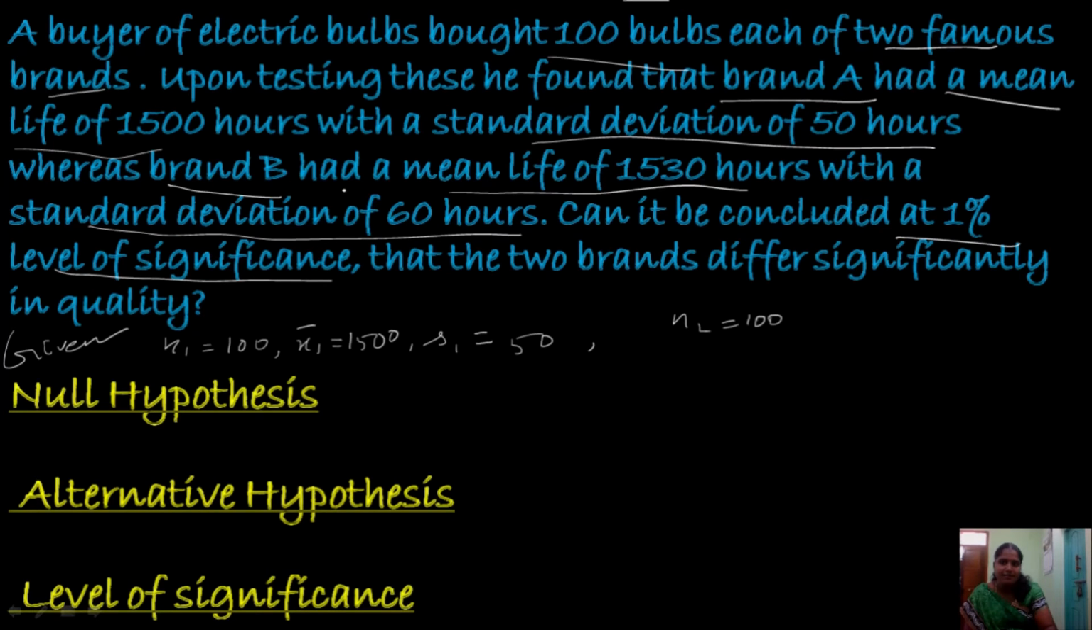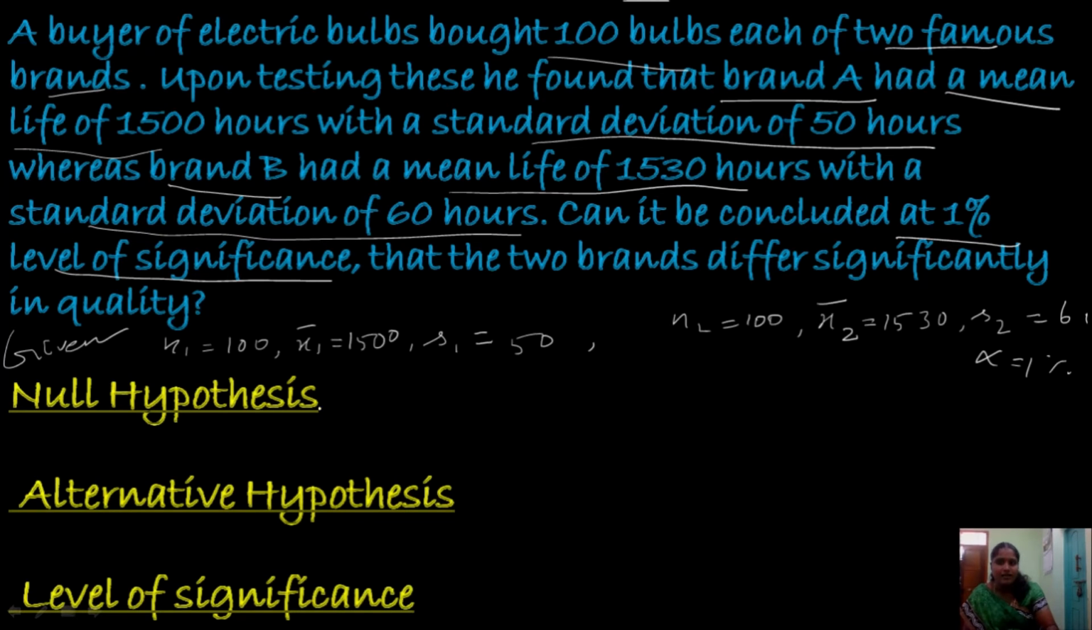Whereas brand B had a mean life of 1530 hours, that is X2 bar is equal to 1530, with a sample standard deviation S2 equal to 60. Can it be concluded at 1% level of significance? Here alpha is given as 1%. So we have to test whether the two brands differ significantly in quality or not.